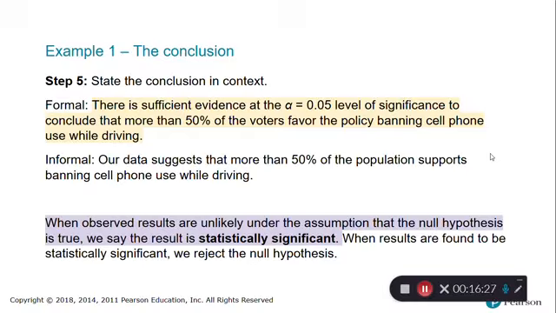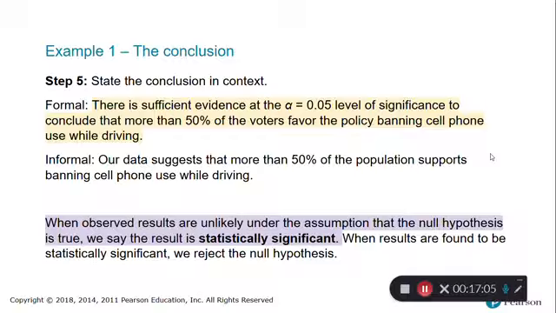Note the structure of that sentence. The structure of our conclusion and context sentence will always be the same. We'll say there is or is not sufficient evidence at the, and then you state the significance level, to conclude that, and then you give your conclusion. Usually you're stating either the null hypothesis or the alternative, whichever one we went with, but you're putting it back in plain English for what the problem was representing. An informal way to say this is that our data suggests that more than 50% of the population supports banning cell phone use while driving.